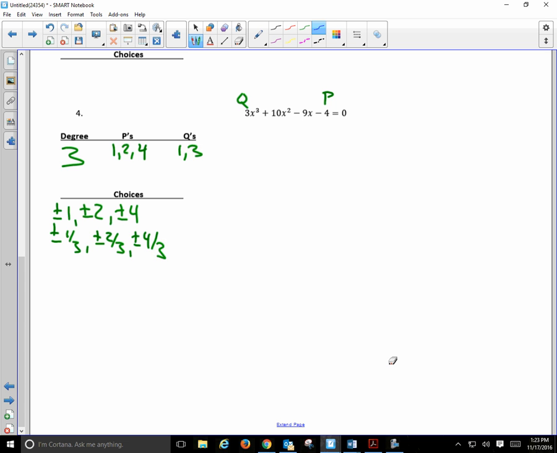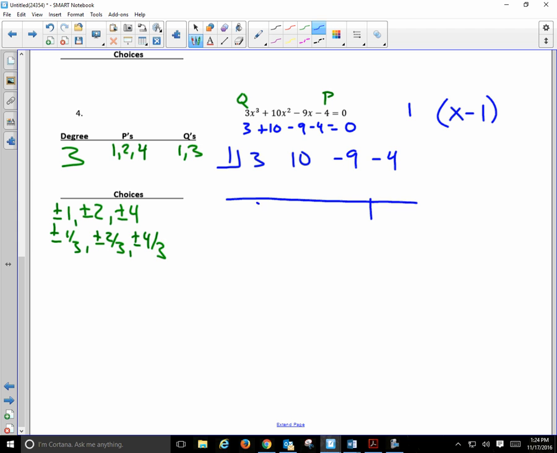You know what? I'll show you this problem does involve fractions, but it's not going to be a concern for us in the least. I'm going to try 1. Does 1 work? Yes, it does, because I get 3 plus 10 minus 9 minus 4 is equal to 0. So, since 1 works, that means x minus 1 is a factor. So I will divide the polynomial by x minus 1. I will use synthetic division because it's awesome. I divide. I get 3, 13, 4, and 0.